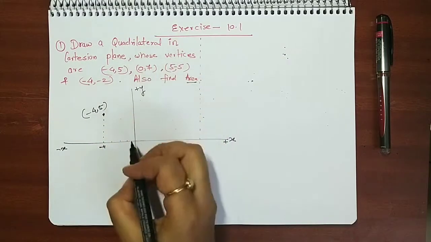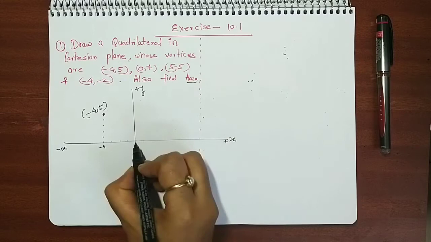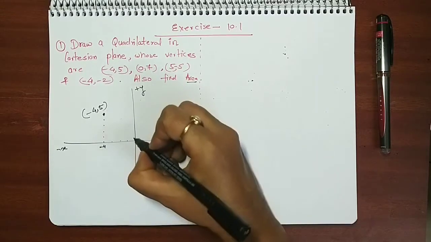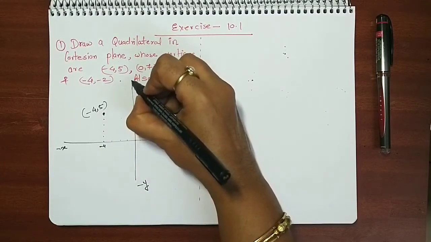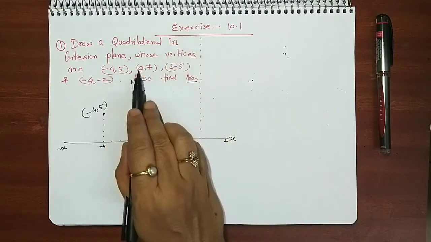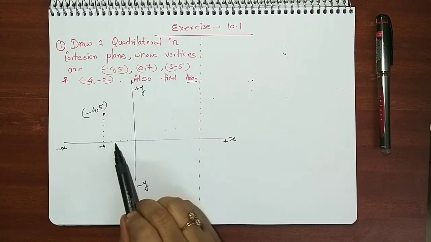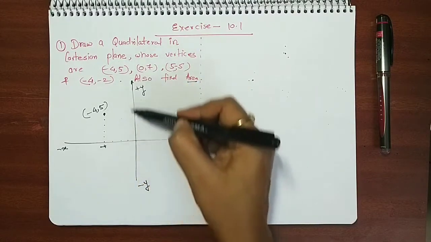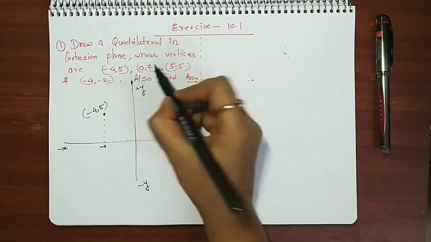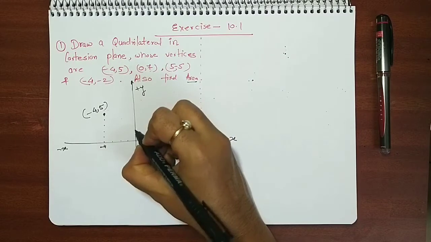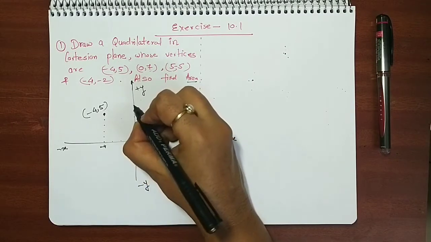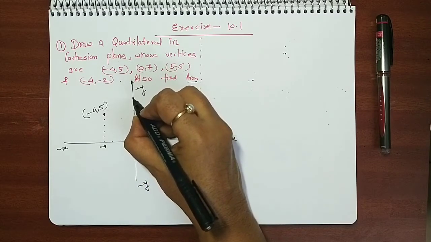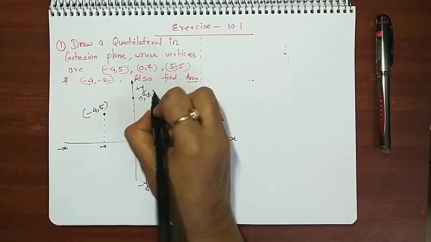Next point is 0, 7. So 0 means the x part is 0, and 7 means I am moving 7 on the y-axis, because the movement along the x-axis is 0. The first coordinate shows how much you are moving on the x-axis, and the second shows how much you are moving on the y-axis. So y is 7: 1, 2, 3, 4, 5, 6, 7. Okay, somewhere here. So it is 0, 7.